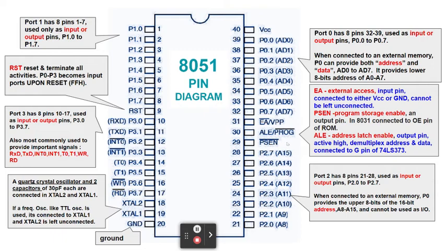So as I have said, we can provide a 16-bit address from A0 to A15 using port 0 and port 2. And lastly, we have the voltage source VCC of positive 5 volts. Here you go. This is the 8051 pin diagram.